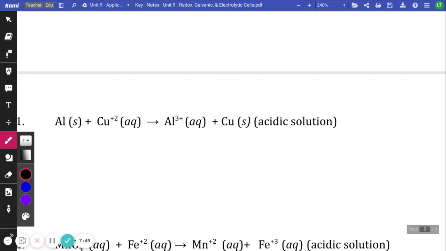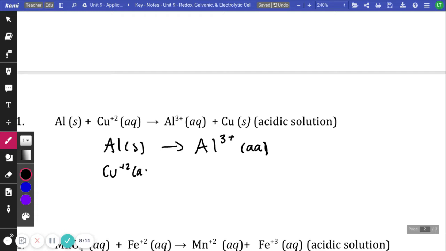What we're looking for is basically how did our charge change. So my first half reaction that I see is that we have aluminum. Solid aluminum is going to yield aluminum ions. And then the second half reaction that we have is that our copper ions are going to react and form solid copper. Okay, so that's step one, is just to write our half reactions.